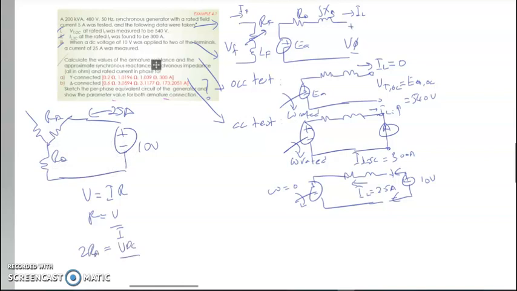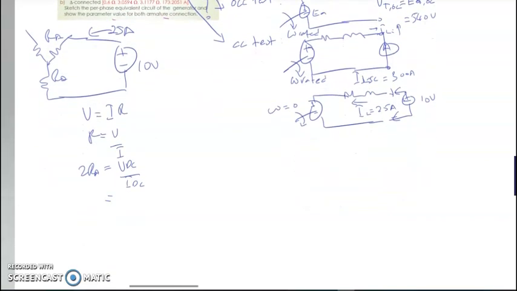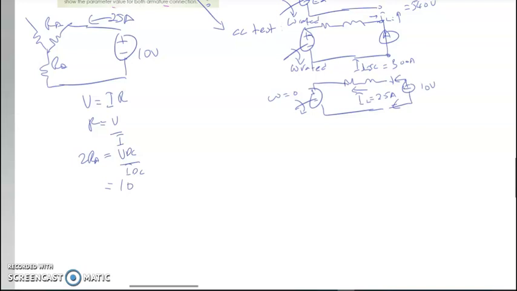So 2RA is equal to VDC that we apply divided by IDC that we measure. So it becomes 10 divided by 25 times 2. So we shall get 0.20 ohms. So here should be times 2. So this is our RA, 0.20 ohm. So we measure the value of RA is equal to 0.20 ohm.